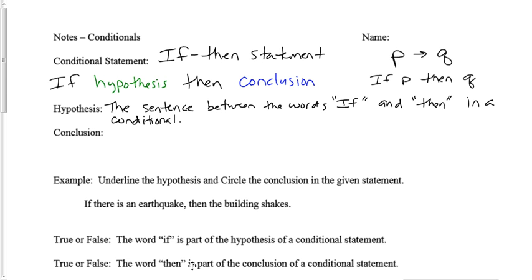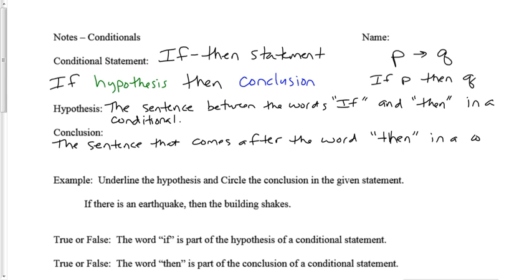The conclusion is the sentence that comes after the word then. So the conclusion is the sentence that comes after the word then in a conditional. Again, if you need to pause the video because I was writing too fast, pause the video and go ahead and write the rest of that down.